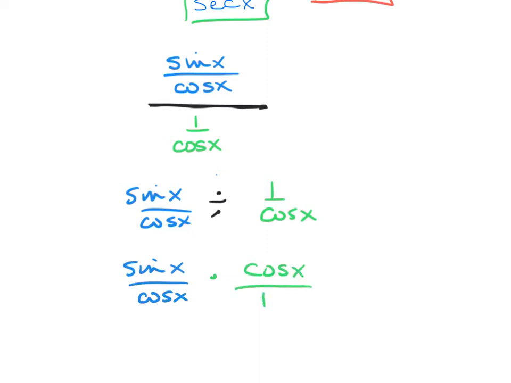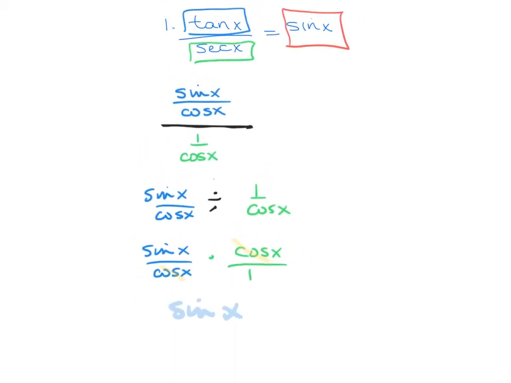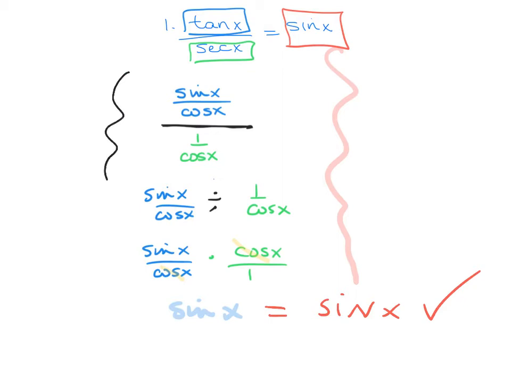Notice my cosines cancel, and now I'm left with sine x, which, if you look back at the beginning, was your goal: to make it equal to sine x, which is what I did. So your answer on the quiz is going to be all of this work, and it has to flow logically. If it does not make sense logically, you're going to get it wrong.